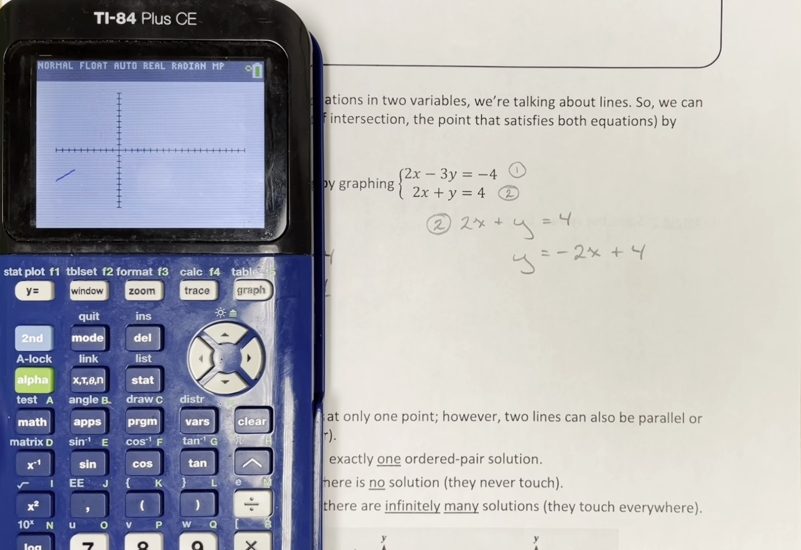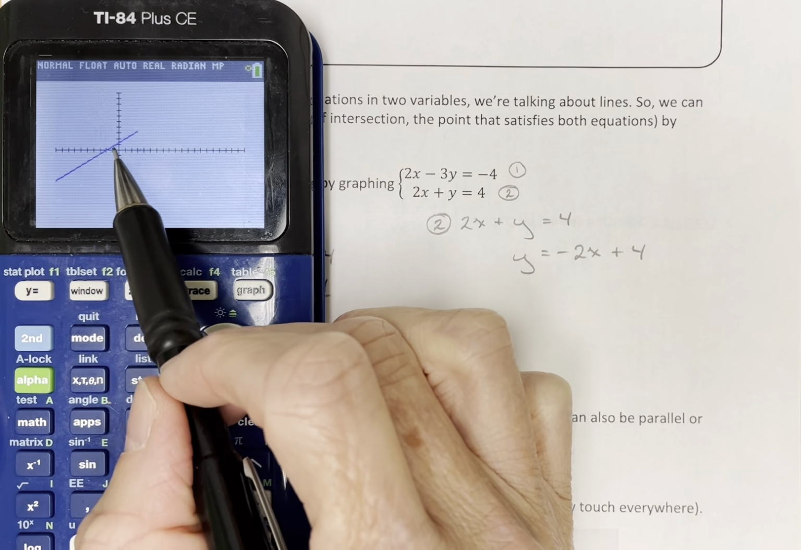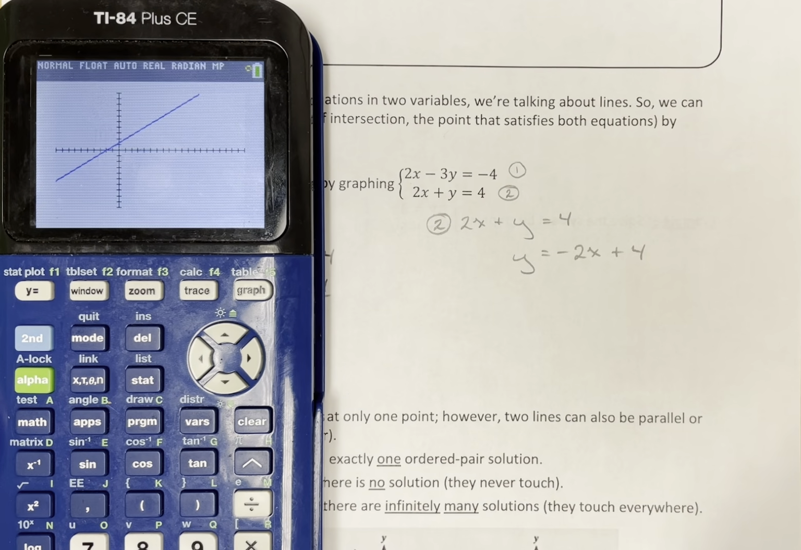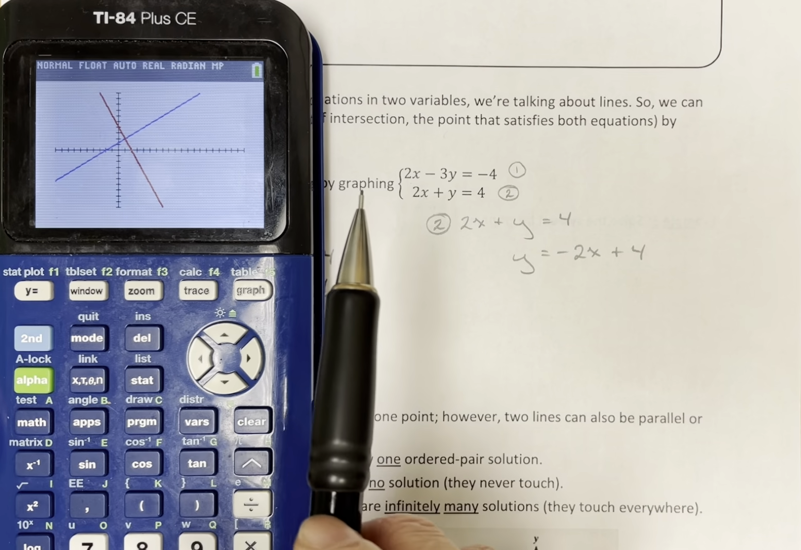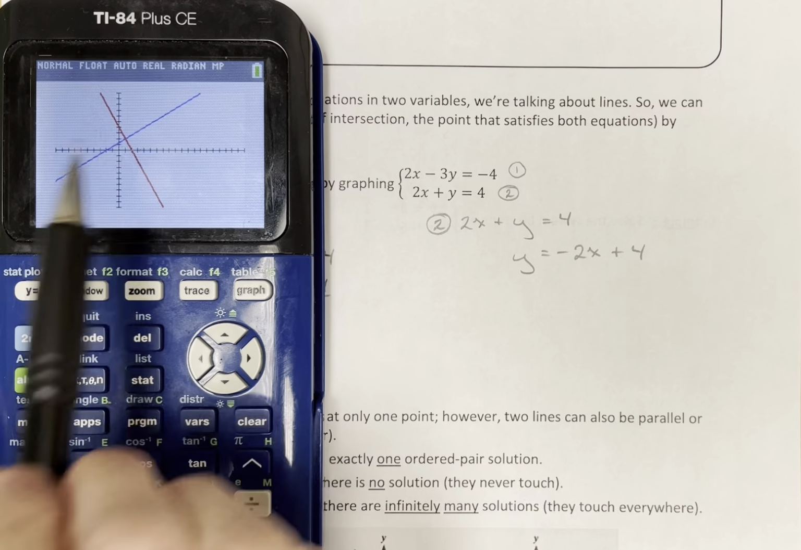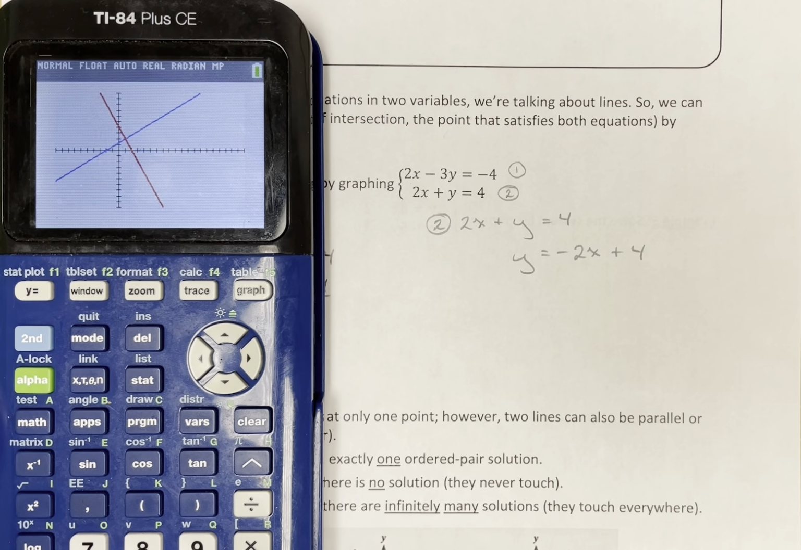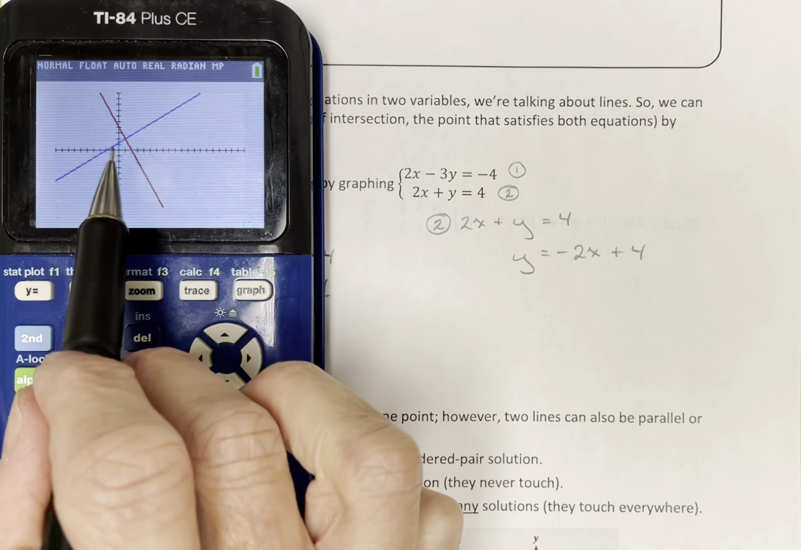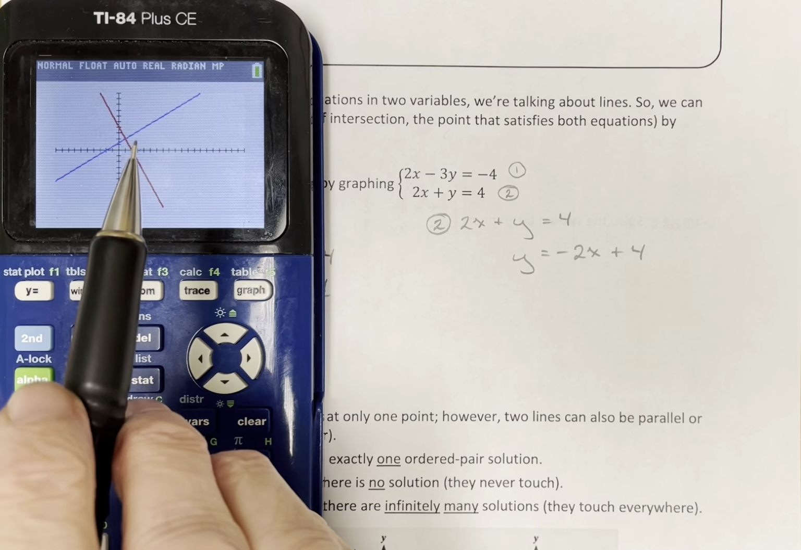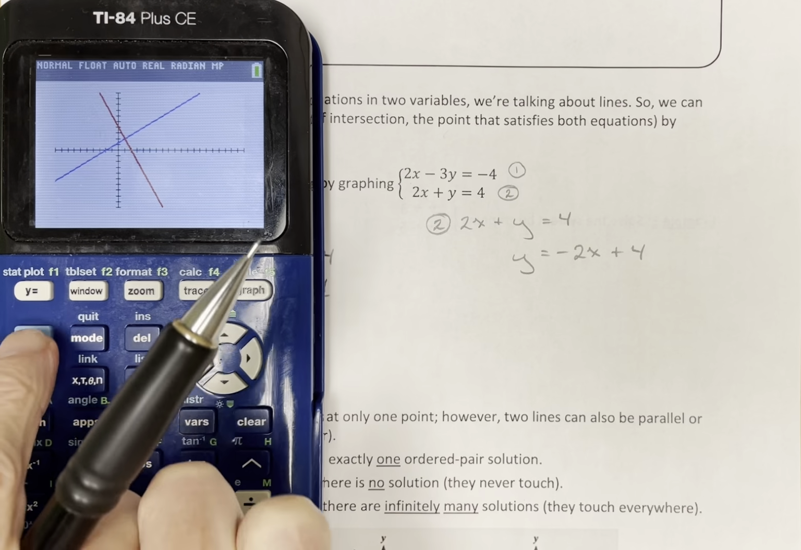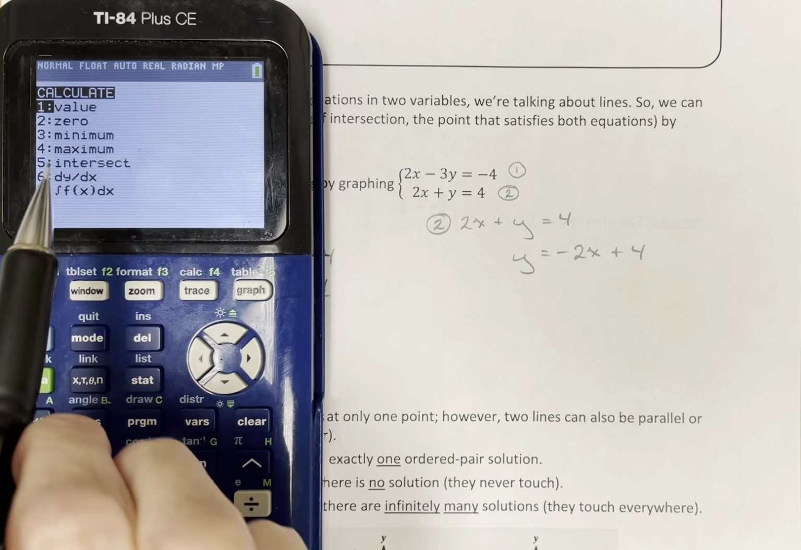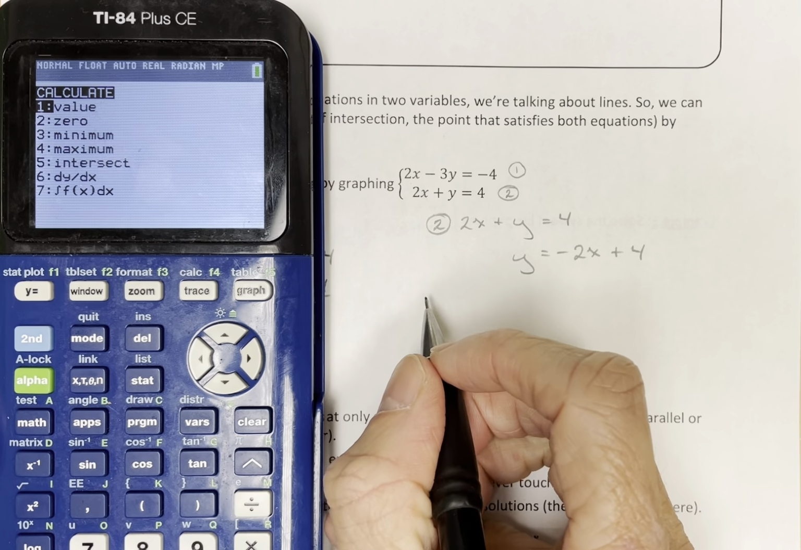I'll press graph. In my case, the blue line is equation number 1. And the red line coming up shortly is equation number 2. Okay, so there's my first one. There's my second one. When you're graphing, the solution is where they intersect. Okay, so now how do I get the calculator to find that intersection point? Well, I go to calc right here, so second calc, and I choose number 5, intersect. Let's note that on our paper.